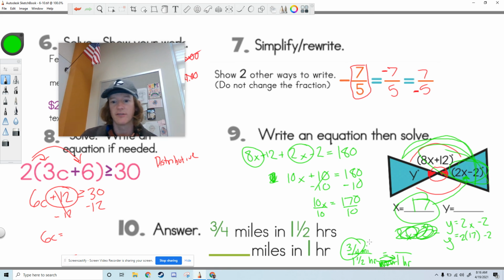And if this is a little confusing, maybe you change 3/4 to a decimal. We do 3 divided by 4, we get 0.75. And then you can do 0.75 times that number. You should get a whole number here, okay? Or you can also do cross multiplying. So 0.75 divided by 1.